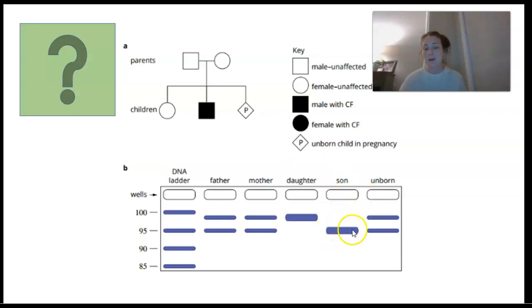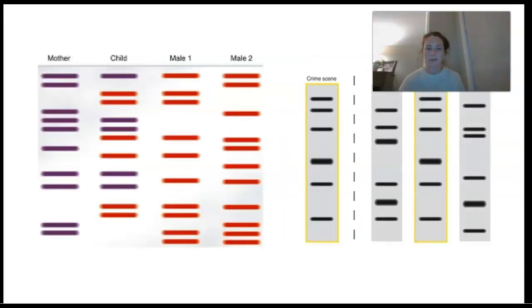And is the cystic fibrosis allele bigger or smaller than the normal allele, just based on what we know about gel electrophoresis? It must be smaller because it's run further down the gel. So he's got two copies of the cystic fibrosis allele, whereas the daughter has inherited both normal copies, and we can then establish the unborn child. But this is an example of genetic screening, so I'm pretty sure we're in the clear here.